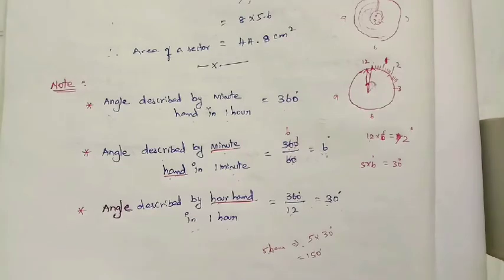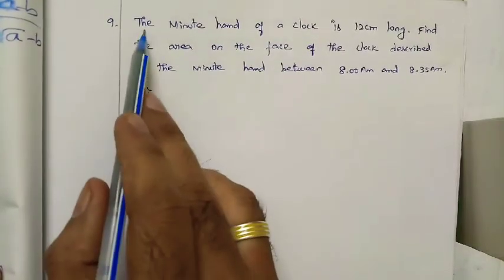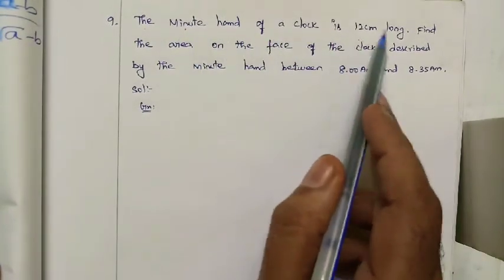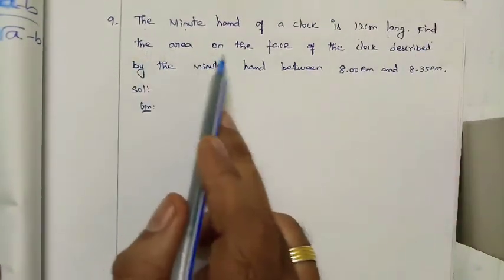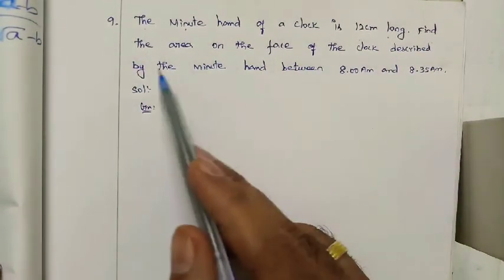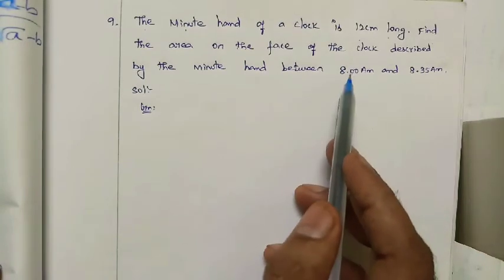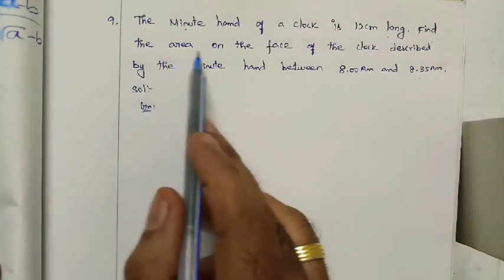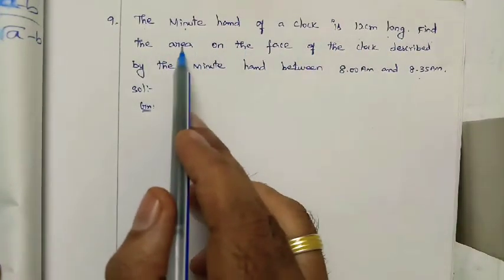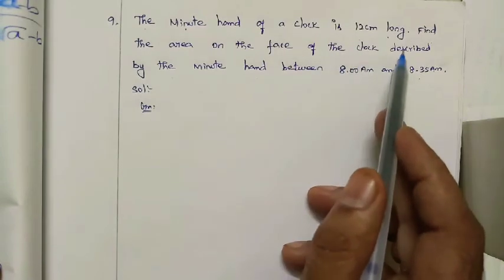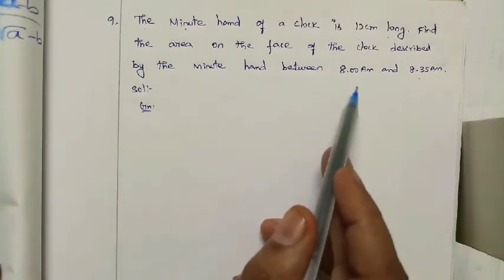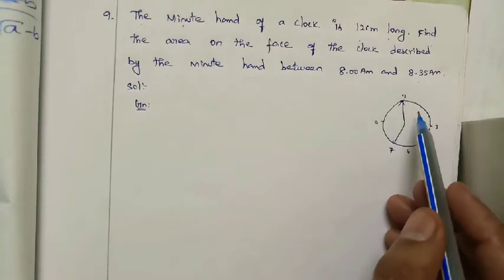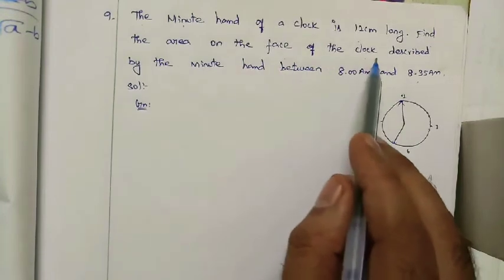We'll see one example sum. Sum number 9. The minute hand of a clock is 12 centimeter long. Find the area on the face of the clock described by the minute hand between 8 a.m. and 8:35 a.m.